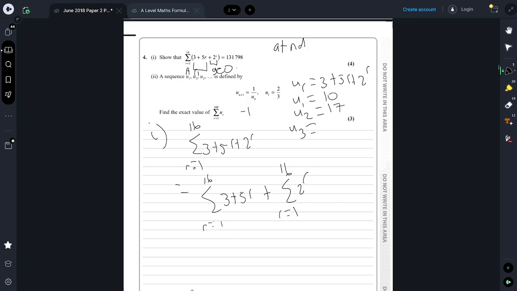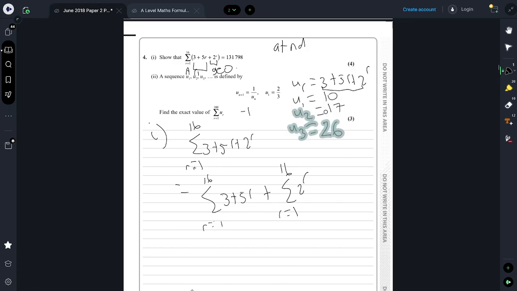u3 would be 3 plus 15, if you substitute r is 3 into here. 3 plus 15, which is 18, plus 2 cubed, which is 8. So 18 plus 8, which is 26. I guess you see what happens. Well, there's not an emergent pattern here, right? Obviously, this is the formula, but we can't simplify this, can we? So there's nothing apparent going on here.